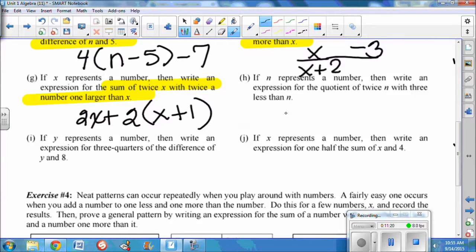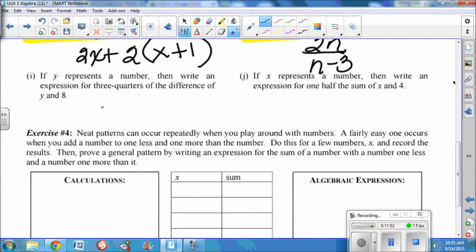If n represents a number, then write an expression for the quotient of twice n with 3 less than n. Quotient, here's my math words that I need. Okay. So quotient, I know I'm going to divide twice n by 3 less than n, n minus 3.